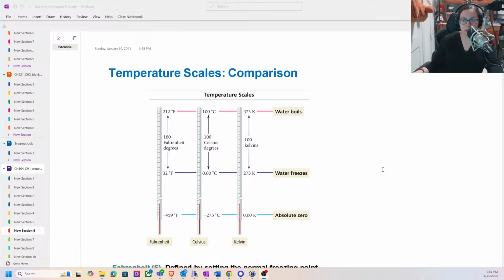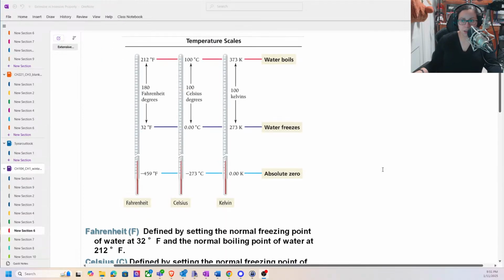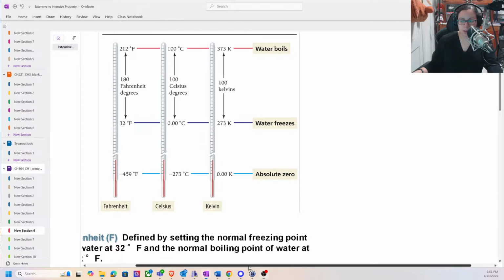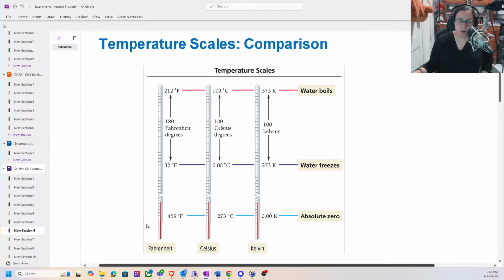Let's have a look at our temperature scales. There are three main temperature scales. You are probably familiar with the Fahrenheit scale that we use here. And of course, just orient yourself: water freezes at 32 degrees Fahrenheit. Water boils at 212. And so let's look at our other temperature systems.